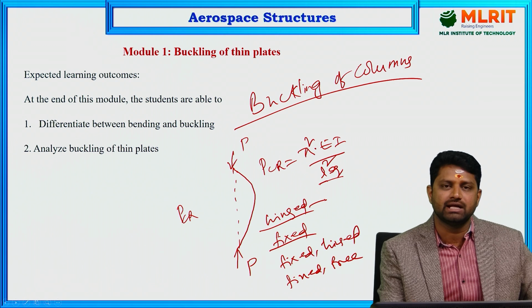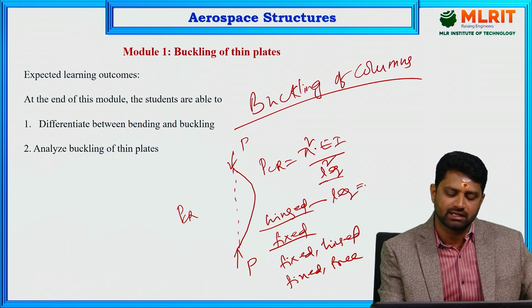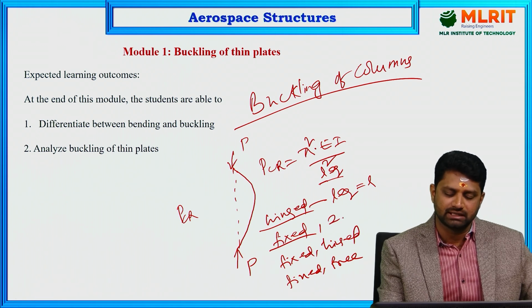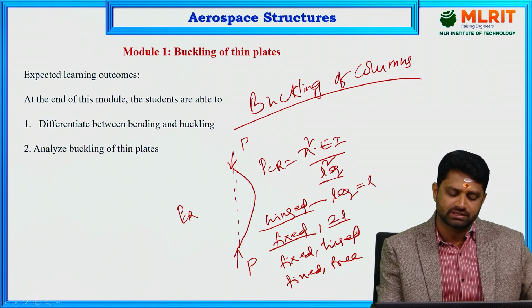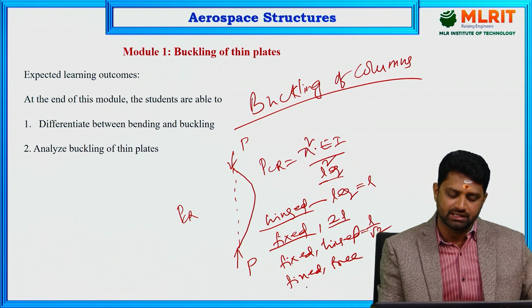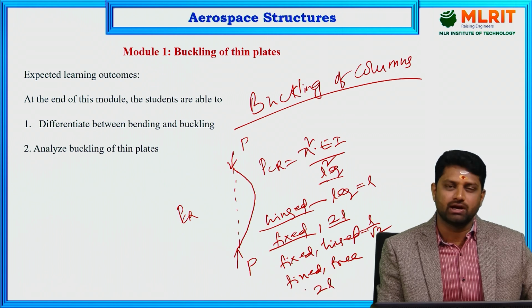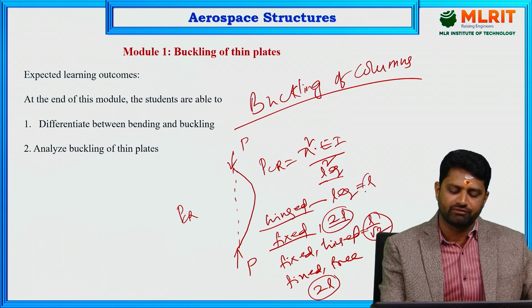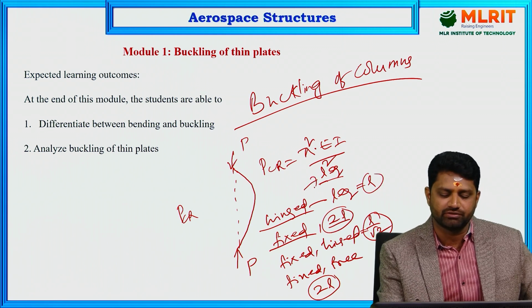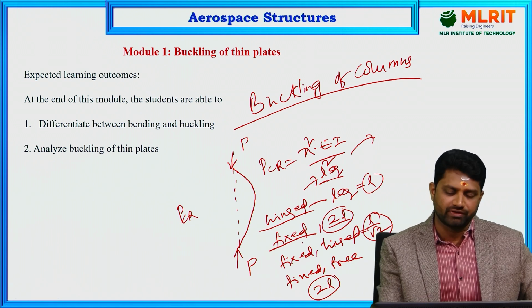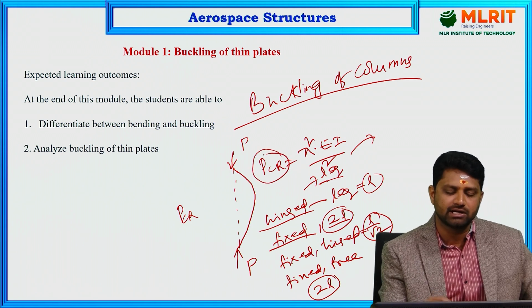Now, when both the ends are hinged, we can assume that the equivalent length is equal to L, and when both the ends are fixed, then its equivalent length is 2L, and when one end is fixed, other end is hinged, you can consider the equivalent length as L by root 2, and when one end is fixed, other end is free, you can consider the equivalent length is 2L. So, by substituting these equivalent lengths for the different end conditions, we can get the critical load for any of the different types of end conditions for a column. So, this is the phenomenon in which we calculate the buckling load of a column.